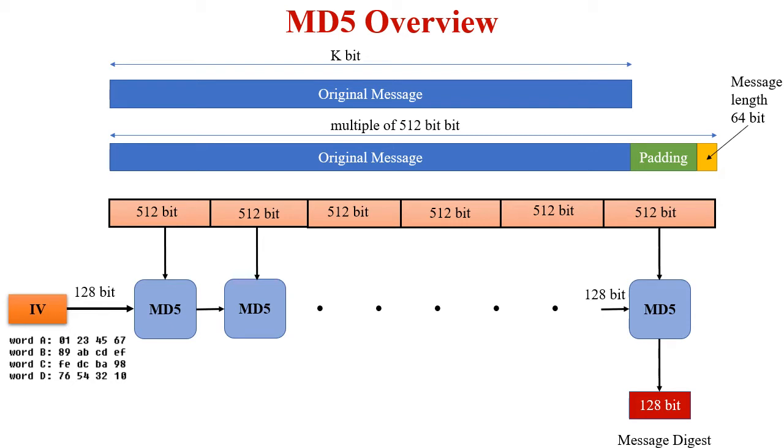Now this initialization vector, which is 128 bits, can be represented as 4 words, and these are the 4 words. This is a constant. This initialization vector is constant. So this is how your MD5 algorithm works.